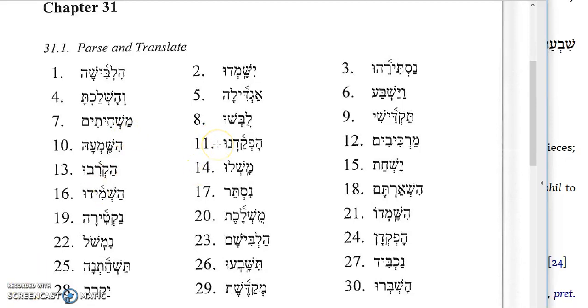Number 8, luvashu. It's from the root lavash, which means to wear, to clothe, but it has a kibbutz under the lamed, which is a sign of the pual. There's a doubling of the middle consonant, another sign of the pual or piel or hithpael. It's a double stem. So it's a pual perfect third common plural. They were clothed. Piel is to clothe someone or something, and this would be passive. They were clothed.